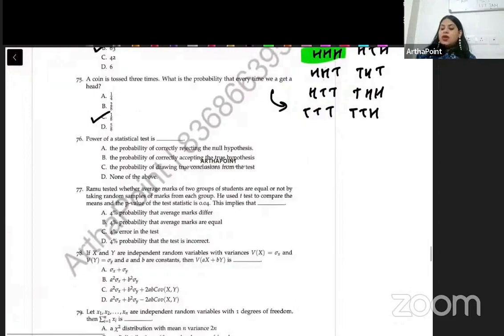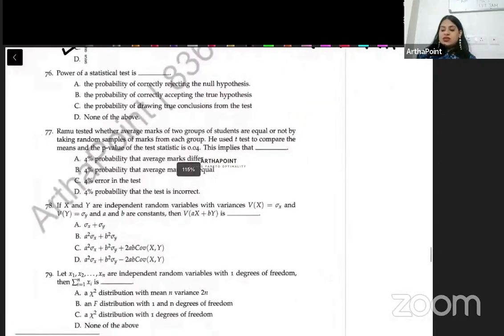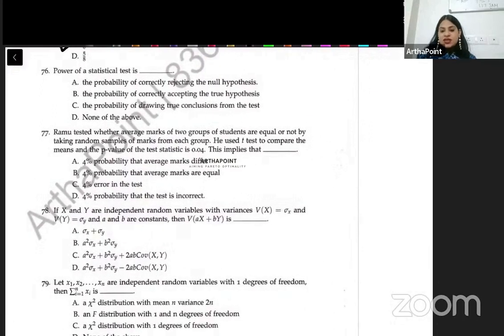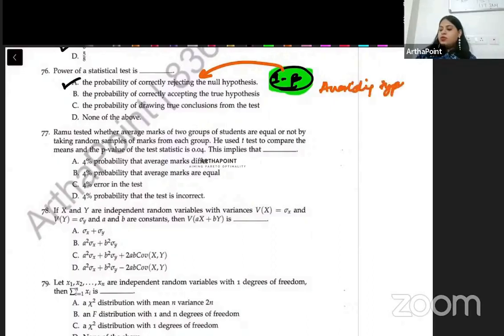Come to the next question. Power of a statistical test is the probability of correctly rejecting the null hypothesis. So it is option A. It's when you want to avoid type 2 error, so it's 1 minus beta. So power of a statistical test is to avoid type 2 error. So you can write avoiding type 2 error. That is what the power of the test is.